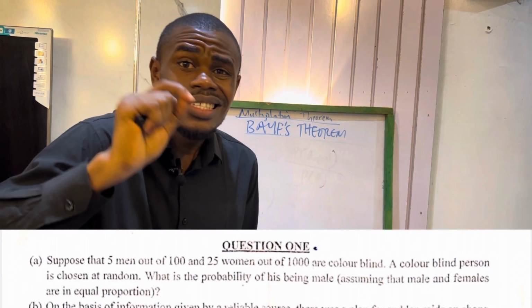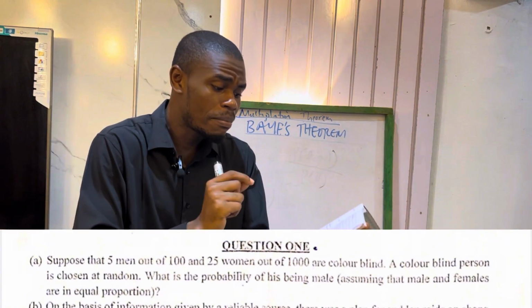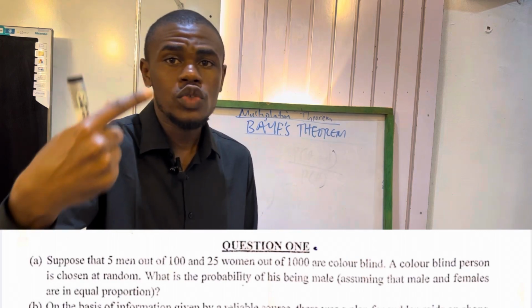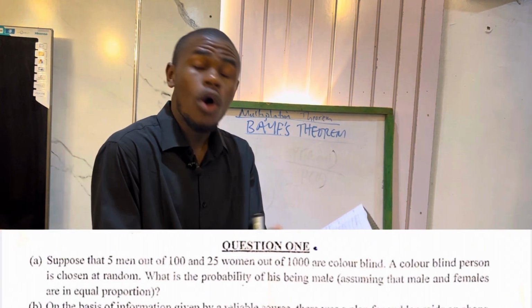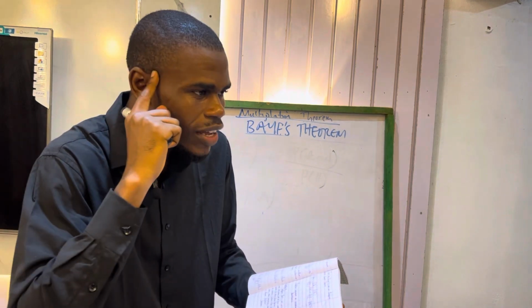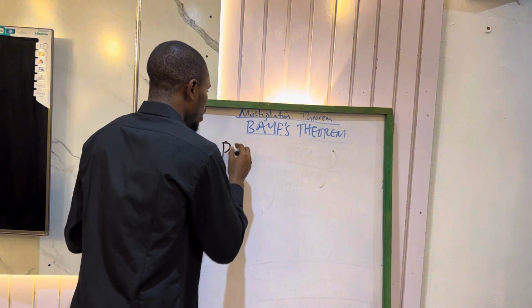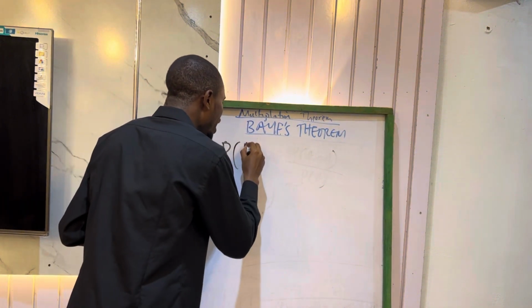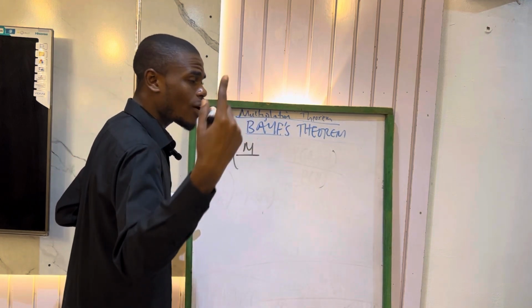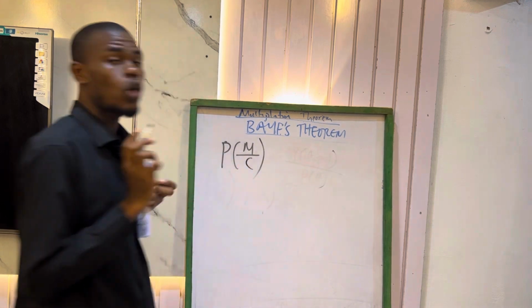The last sentence they mention, always pay attention to the last sentence. The last sentence they mention in the question will form how to route your probability question. They say, what is the probability of it being a male? So what you'll be working with, the probability of it being a male will be probability of male all over the other condition we're having, colorblindness, let's say colorblind, C. So this is what you are looking for.